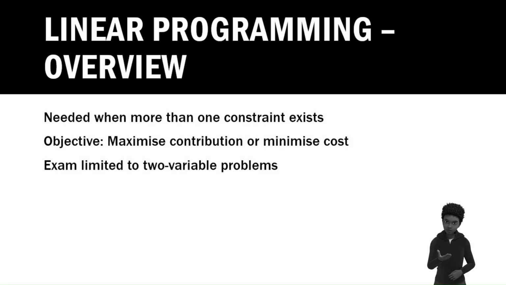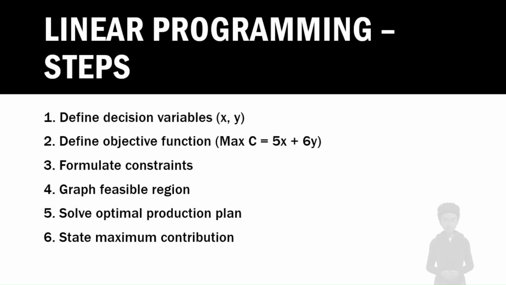Linear programming overview. Sometimes there is more than one limiting factor. For example, both labor hours and machine time may be restricted. In that case, key factor analysis is not enough and we need linear programming. Linear programming allows us to find the optimal product mix when there are 2 or more constraints. In the exam, questions are limited to 2 variables, which means you can solve them graphically.